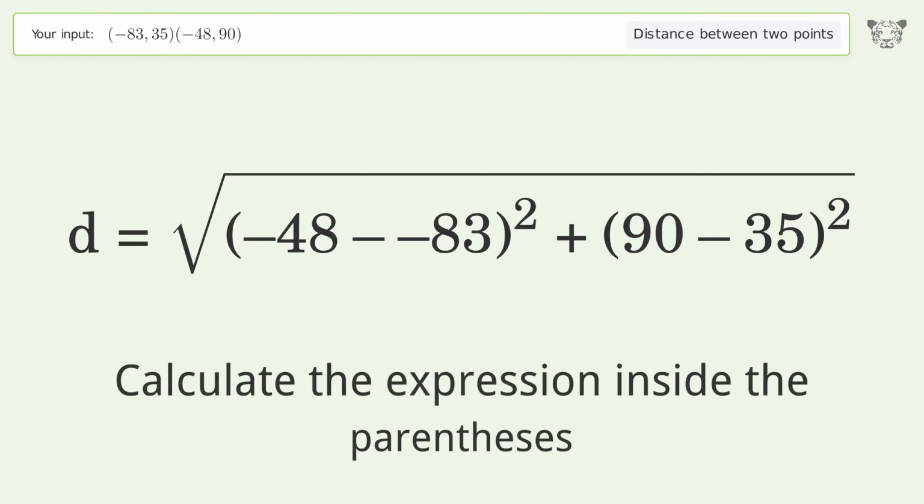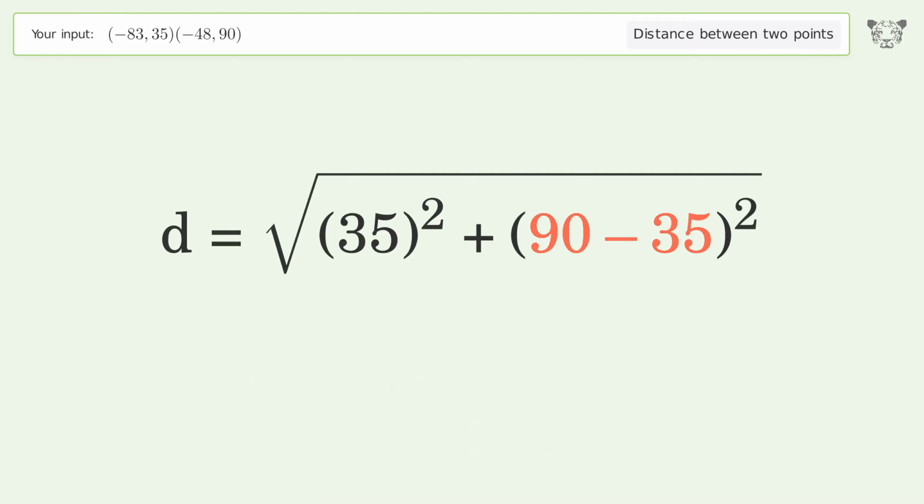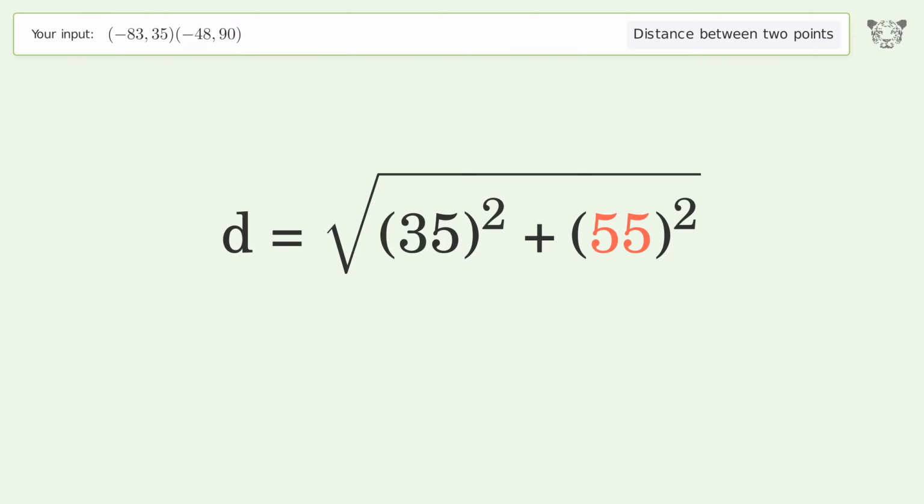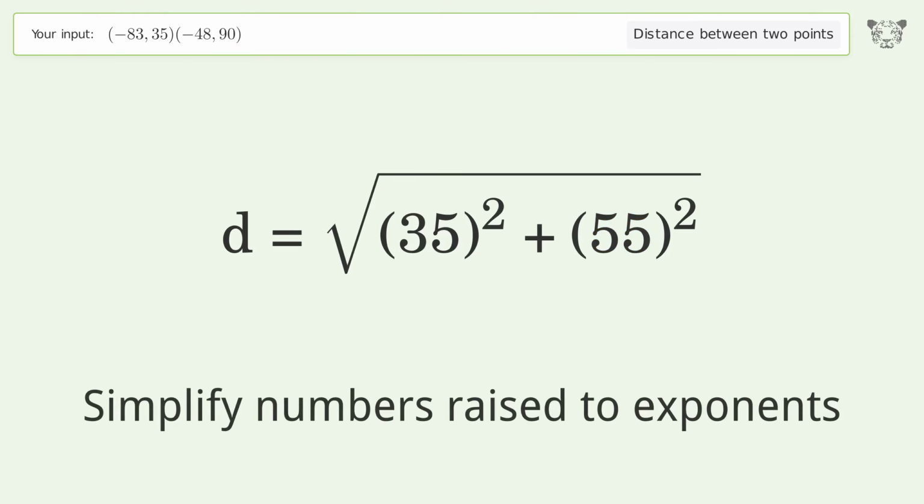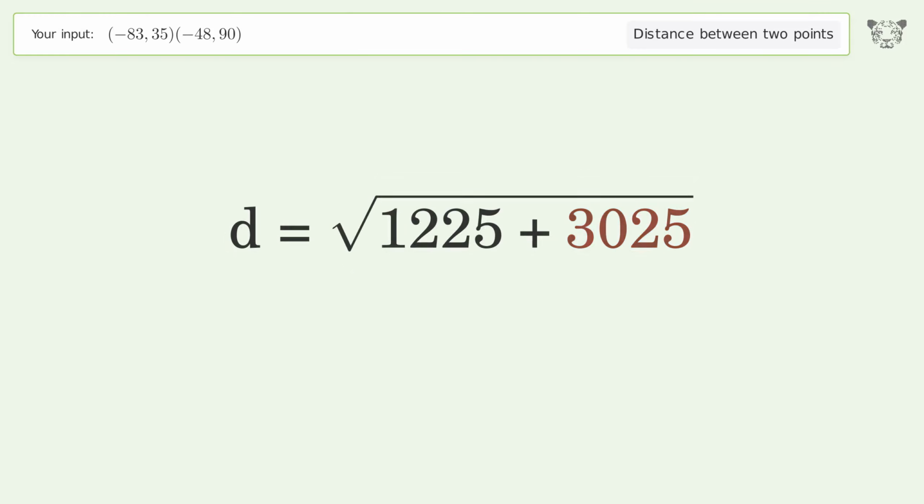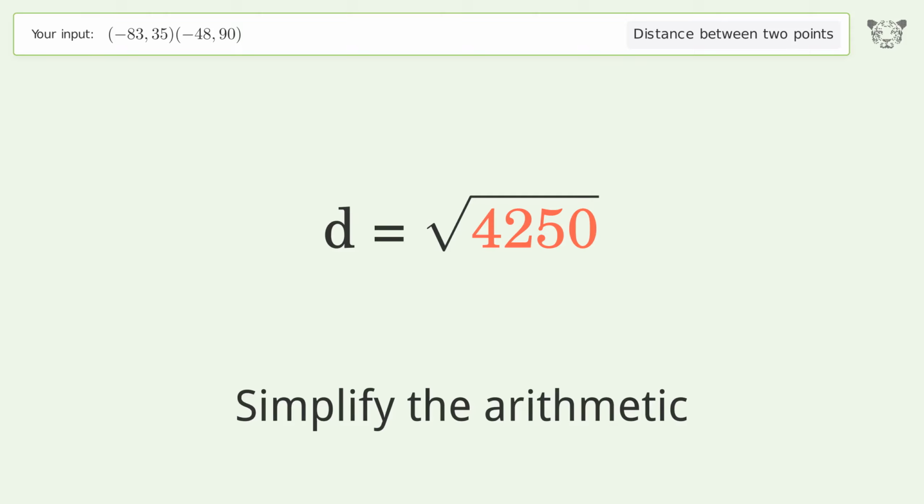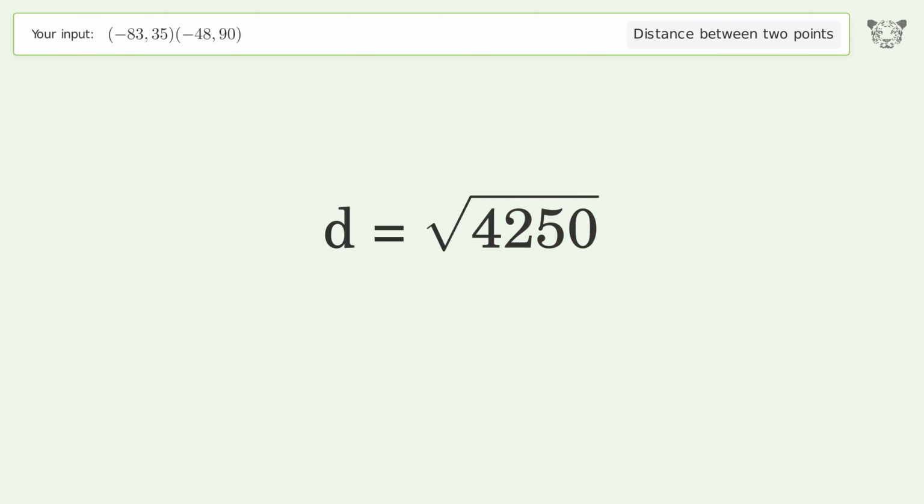Calculate the expression inside the parentheses. Simplify numbers raised to exponents. Simplify the arithmetic. And so the distance between the 2 points is the square root of 4,250, or 65.192.